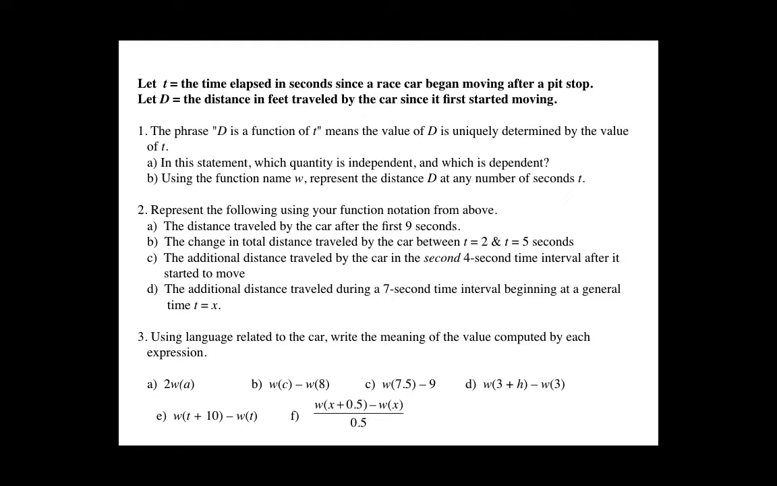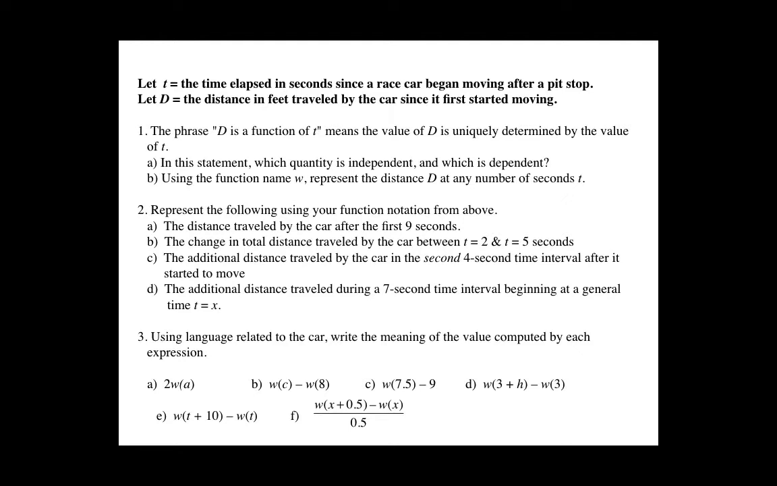All right, so what about this first one? 2W of A. Any descriptions of something that might make sense related to a car about that? 2 times the distance at A seconds. So the units on this would be, if this W is the function as described above, what sort of units would be on this? Feet. So we have 2 times the number of feet that the car traveled in the first A seconds, or the distance after A seconds. There's a times 2.